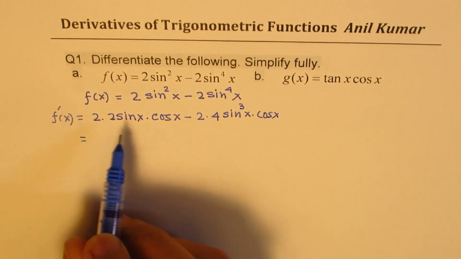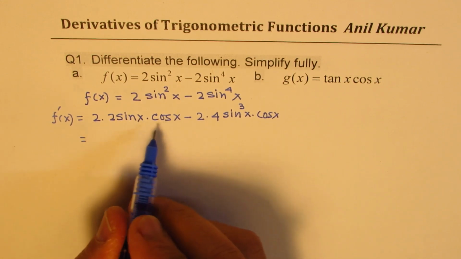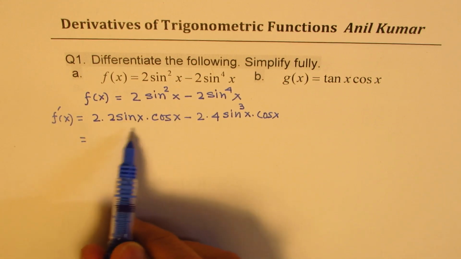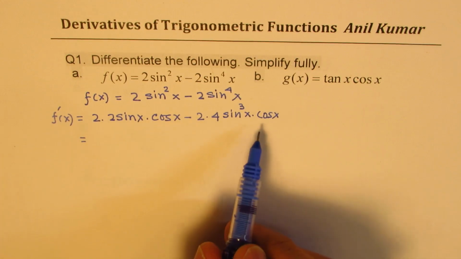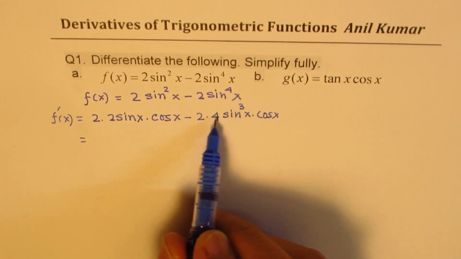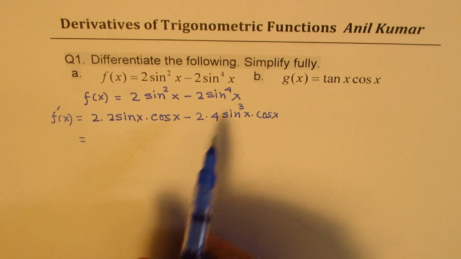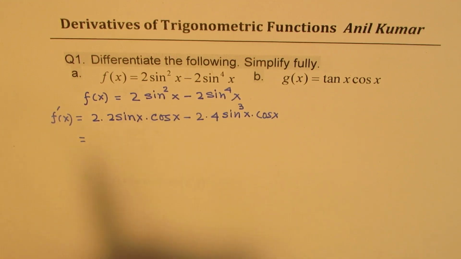Now 2 sine x cos x is sine 2x, right? So we could write this as sine 2x. Or what we can also do here is that, now this second part, which we have here as 2 times 4 sine cube x times cos x, we can actually take cos x common, right? So let's do that.